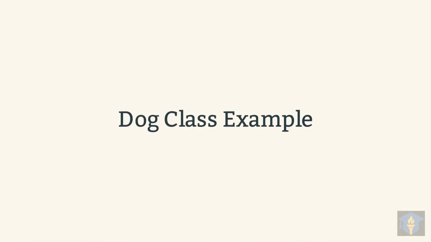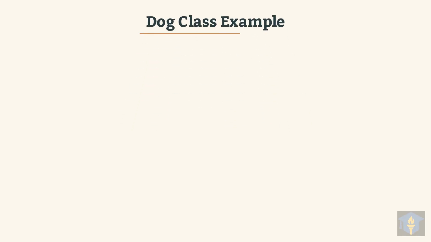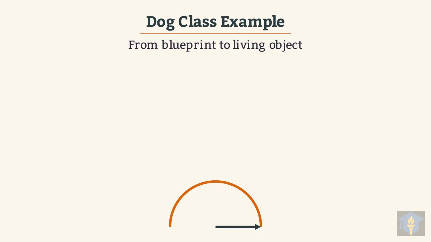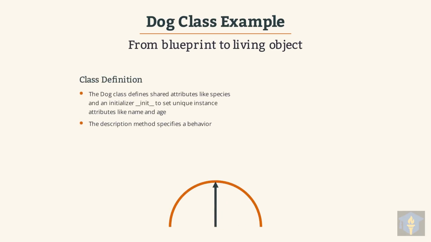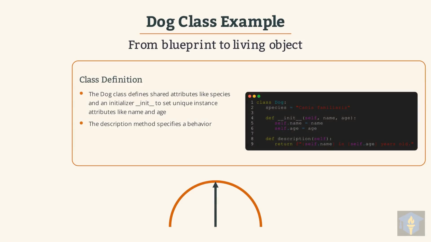To make this clearer, let's walk through a practical example using a dog class. We'll see how a class blueprint can be used to create a living object. Here, we define our dog class, specifying its shared characteristics and behaviors. The dog class defines a shared species attribute and an init method for unique name and age. The description method specifies a behavior. This code defines the dog class with a species attribute, an initializer for name and age, and a description method.